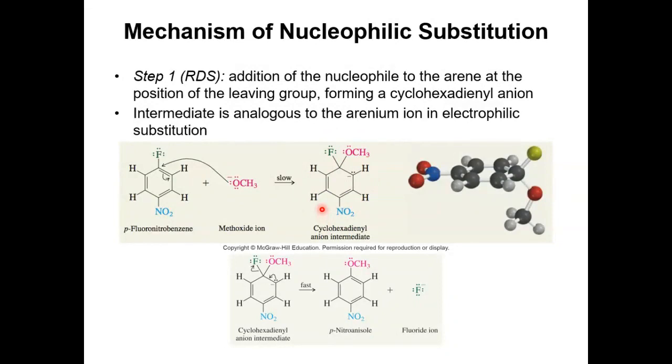And then in the next step, the sigma complex loses the halide. Basically, the electrons come to here and push the halide off, and in this step you restore the aromaticity. So this step is a highly exothermic step, so it's a fast step. It's not a rate limiting step.